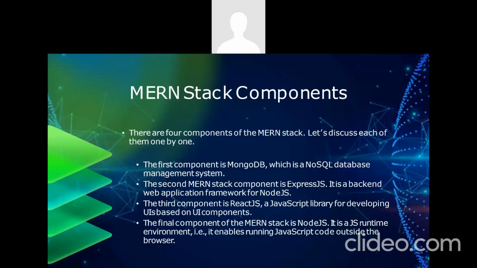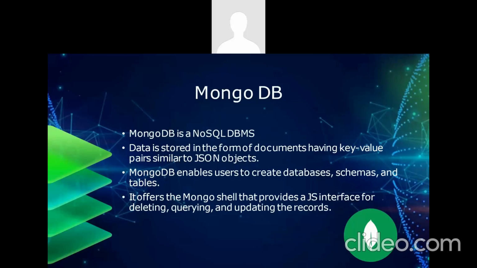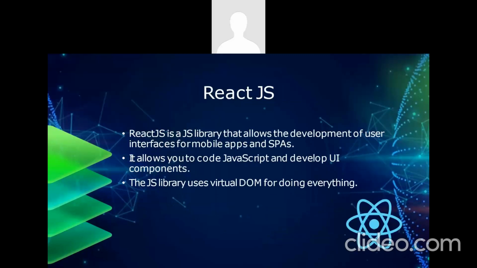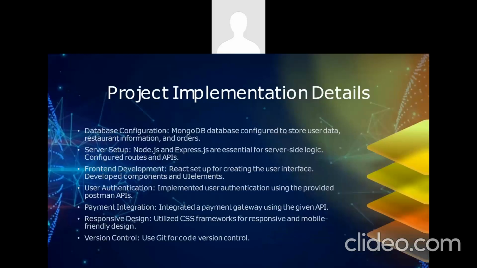React is a JavaScript library for the user interface. It is often used for creating dynamic and interactive web applications. Node.js is a runtime environment that executes JavaScript on the server. It is commonly used for building server-side applications and APIs. Next slide. So MongoDB, as we discussed, is a NoSQL database that stores flexible data. Express.js, React.js, and Node.js.